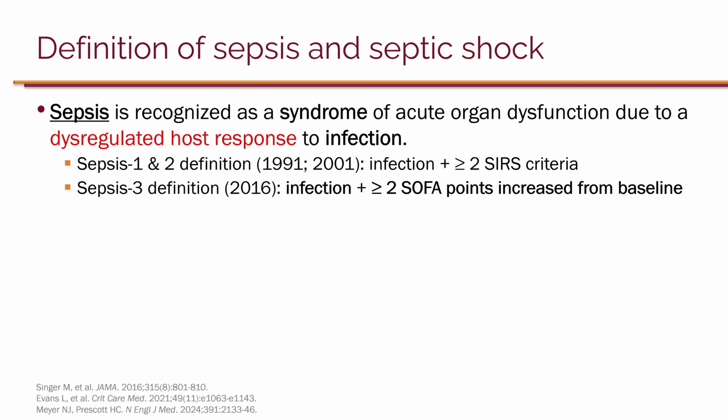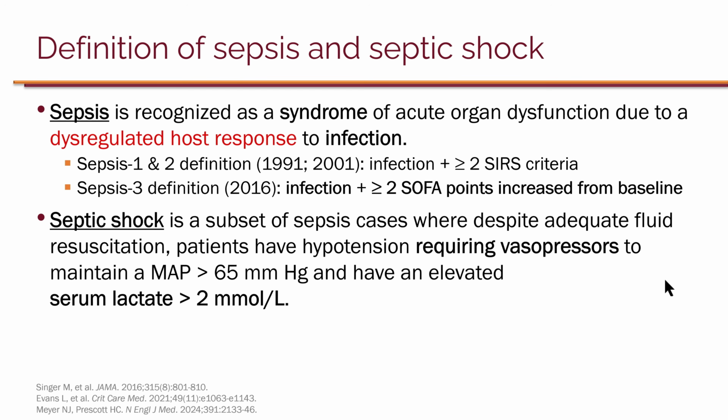However, keep in mind that if someone has chronic disease, especially kidney disease and liver disease, their SOFA score may already be elevated at baseline. So you are looking for an at least 2-point increase from baseline. Now, one thing to note is that without infection, you cannot have sepsis. So the presence of infection is a requirement for the definition of sepsis.